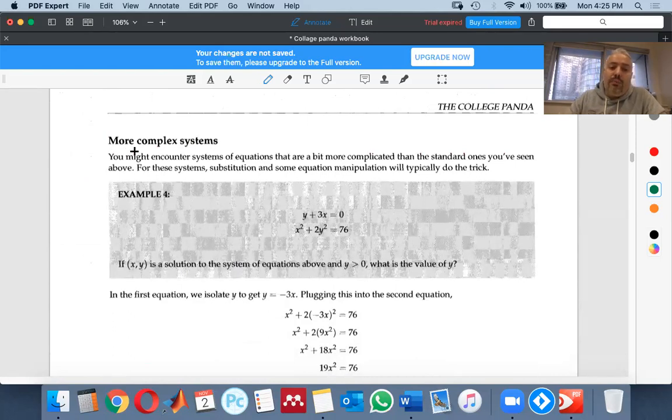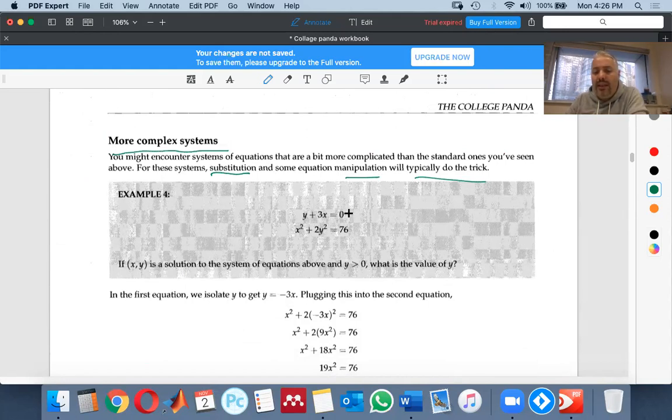It says complex system. What's that? Let us see. You might encounter systems of equations that are a bit more complicated than the standard ones you have seen above. For this system, substitution and some equation manipulation will typically do the trick. What does it mean? Let's see.